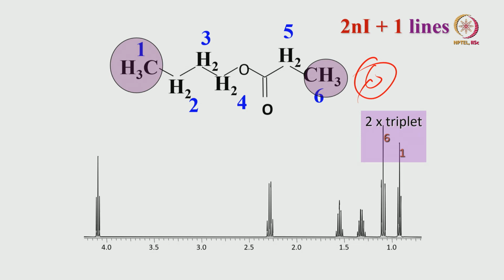Of course, these 2 have to be triplets. It is because of this CH3 and this CH3. Why is it a triplet? Because each of the CH3 is attached to CH2. This CH2 will split this into a triplet. This CH2 will split this into a triplet. There are 2 triplets at high field. As a consequence, these have to be the 2 CH3s. Which is 1 and which is 6 is a matter that we have to discuss.